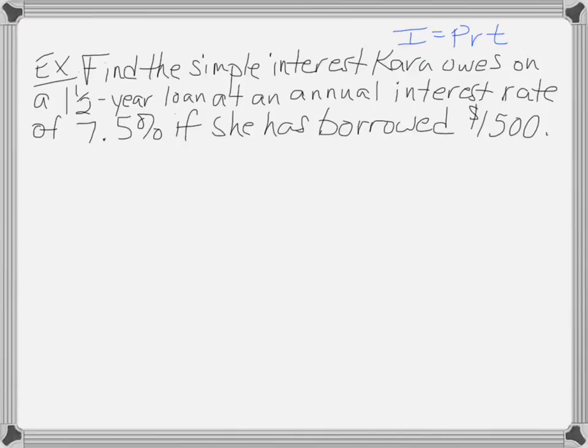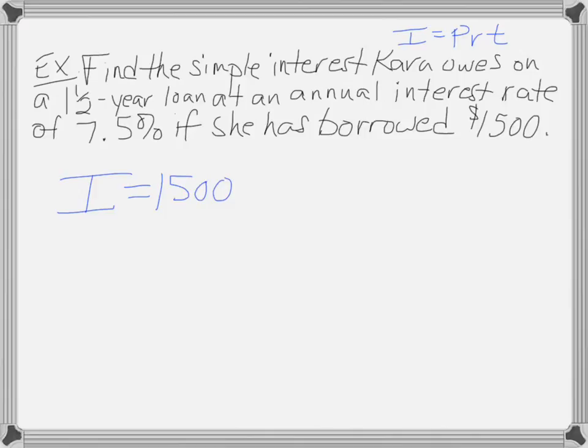So our first example using that formula, find the simple interest Kara owes on a 1.5-year loan at an annual interest rate of 7.5% if she has borrowed $1,500. So let's fill in our I equals PRT formula. We're trying to find the interest equals P, the amount you start with. So she has started out by borrowing $1,500.